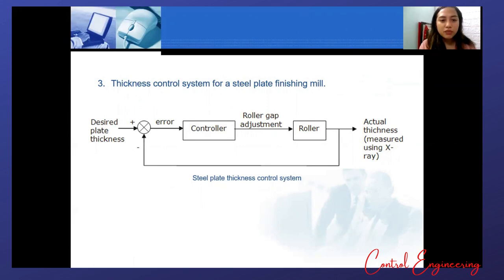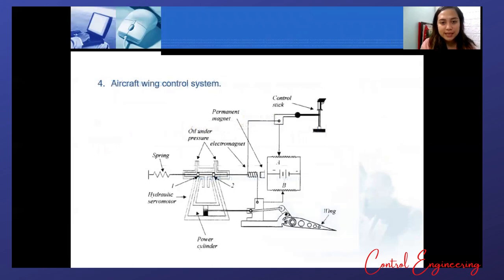Okay? Then, of course, papasok naman sa controller. Pagkapasok sa controller, ipapasa niya doon sa roller. Doon na magkakaroon ng roller gap adjustment. Then, the roller will release the actual thickness measured using the X-ray. Then, magkakaroon ulit ng cycle. So, that's the steel plate thickness control system.